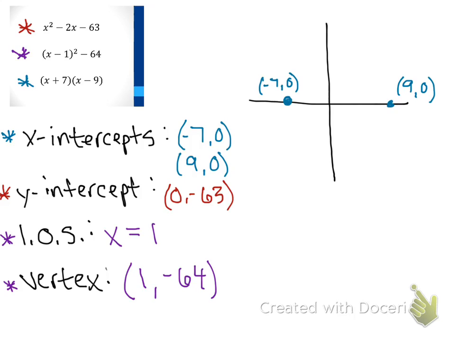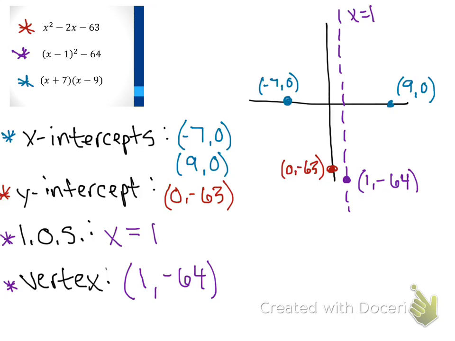So first I'll graph my x-intercepts. Next I'll graph my y-intercept. I draw in my line of symmetry as a dotted line and label it with the equation x equals 1. And then the vertex goes on the line of symmetry, also with its appropriate label. Once I have all that information drawn onto the graph, I can go ahead and sketch my curve, and that's my final result.